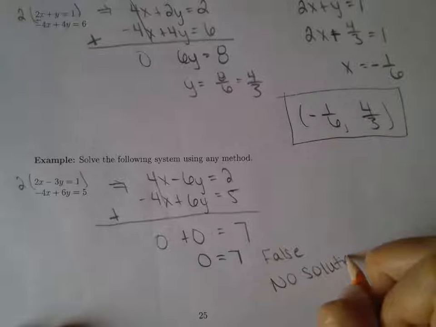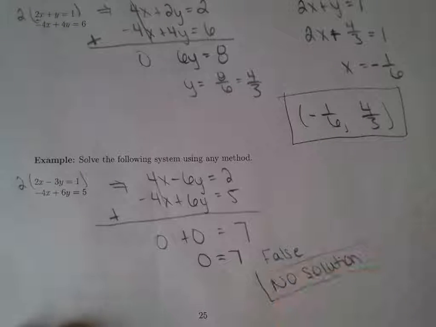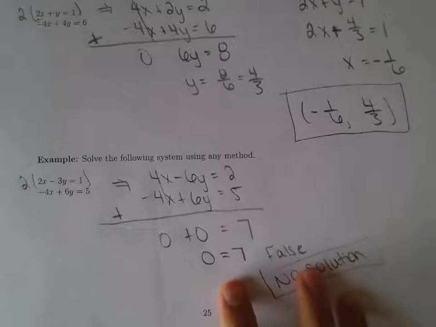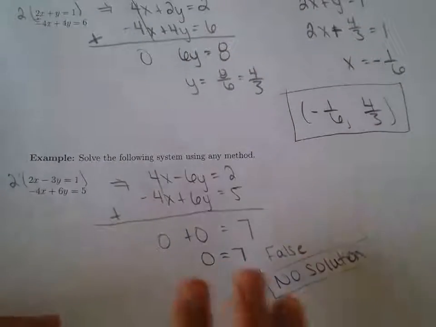Okay, so if you would have instead done the y's, you would still get no solution. You would have 0 equals something. So if you check this, you'll see that the slopes of these two lines are the same. They're parallel lines, so no solution there.